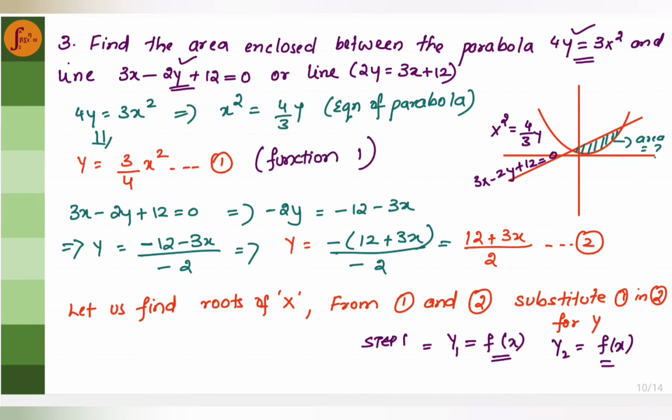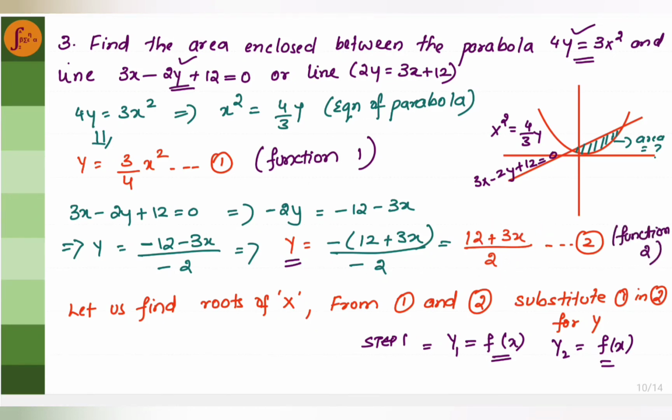Now, second equation is this one. Either they can give you a line like this or they can give it like this. Both mean the same thing, right? Now, from the second function, we'll again get the value of y. y is equal to 12 plus 3x by 2. So this is our function 2.